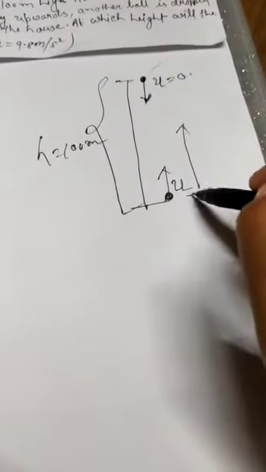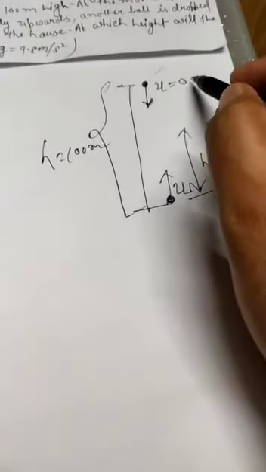Let us consider the first ball covers the distance h1, and at the same time the second ball covers the distance h2 from the roof. This is the intersection point, where both balls pass each other. The first ball covers the vertical distance h1, and the second ball, which is dropped freely from the roof, covers a distance h2. Now apply the second equation of motion for the first ball and for the second ball.